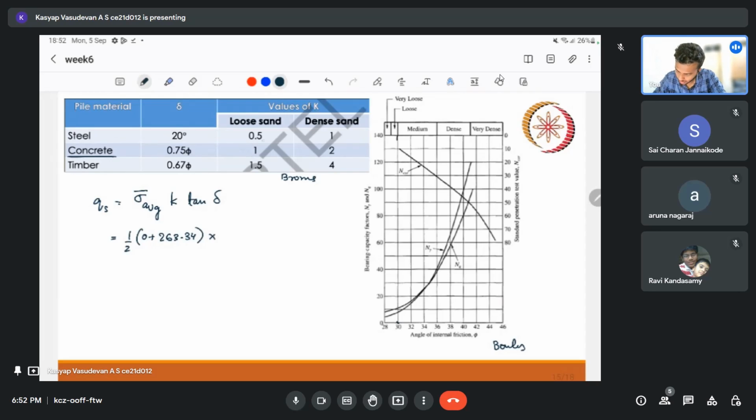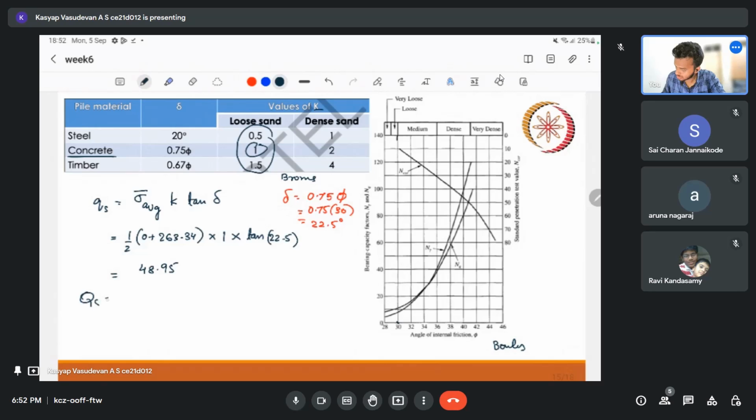So loose sand, this column we have to take care. So this is concrete, so our K value will be 1. So K value is 1 and delta is equal to 0.75 phi. So 0.75 of our 30 degree comes out to be 22.5. So I can write it as tan 22.5. So the whole thing will be 48.95.